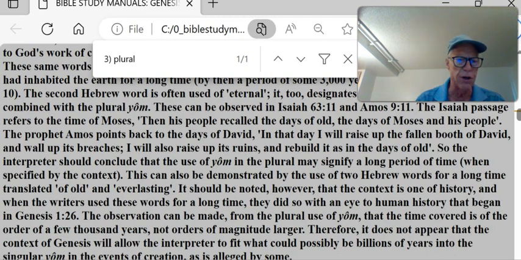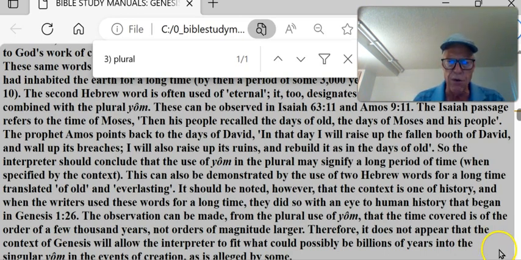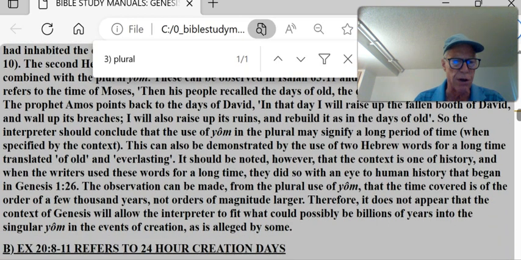So the interpreter should conclude that the use of yom in the plural may signify a long period of time when specified by the context. This can also be demonstrated by the use of two Hebrew words for a long time, translated of old or everlasting. It should be noted, however, that the context is one of history, and when the readers used these words for a long time, they did so with an eye to human history that began in Genesis 1:26.